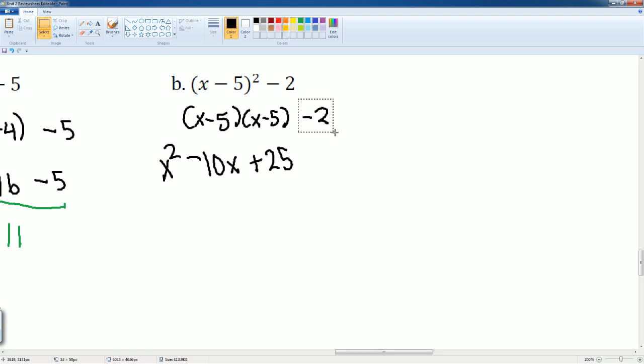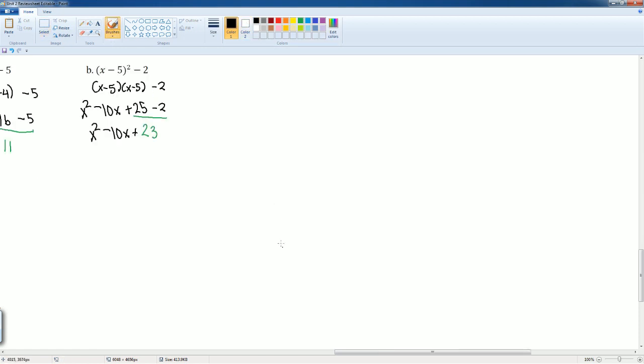But we have to make sure we bring down the subtract 2. Wow, these two are like terms. So what can we do? Well, 25 minus 2 is 23. Bring everything else down. X squared minus 10x. And there you go. That is your final answer. I just got to make sure I write an add right here.